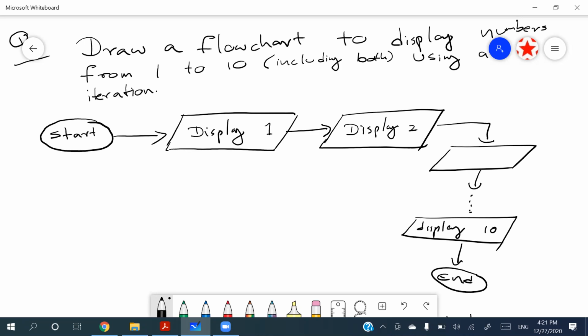It is displaying from 1 to 10, but I have said to do this using an iteration, but you don't have any iteration here, right? That's going to be a problem.